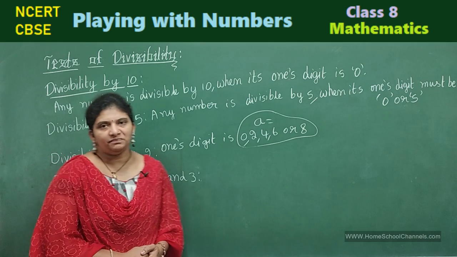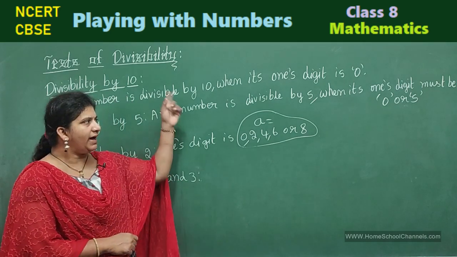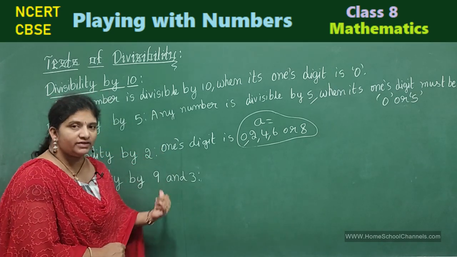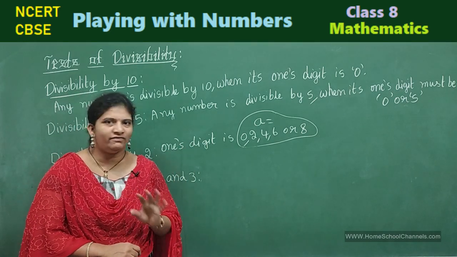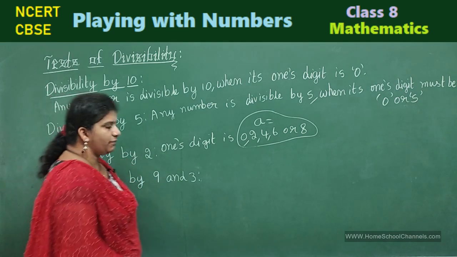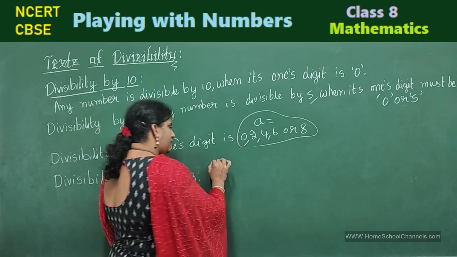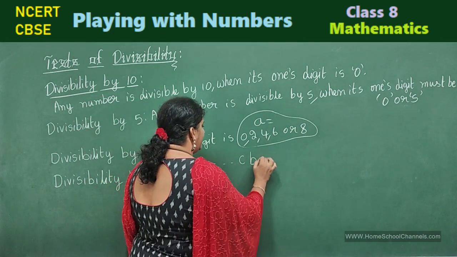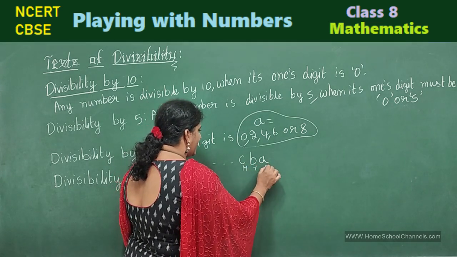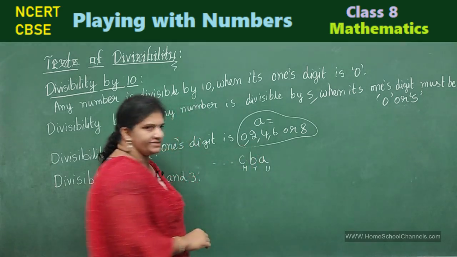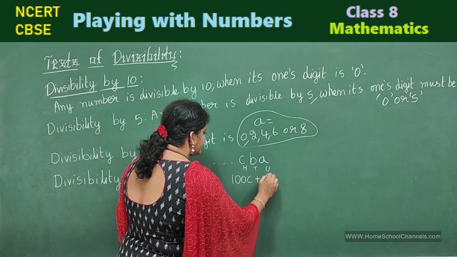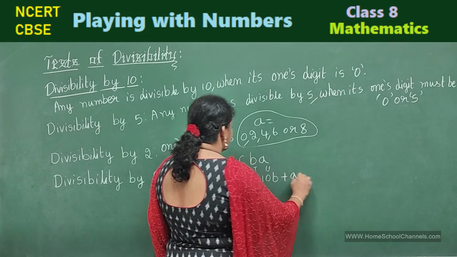Divisibility by 9 and 3. This is little different compared to these three, whereas for these three we are observing only the ones digit. But for this, it is not possible by observing the ones digit. Then how can we do this one? Suppose, let me take any number, in the same manner, CBA. C is in the hundreds place, B is in the tens place, A is in the ones or units place. How can you say? 100C plus 10B plus A.